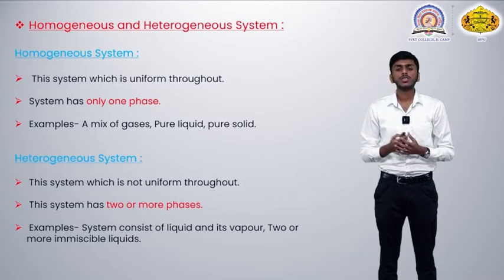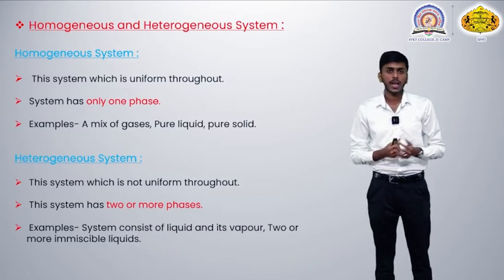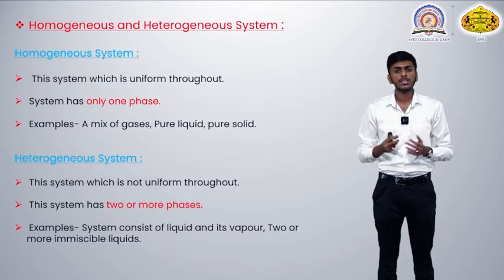Now second is heterogeneous system. A system which is not uniform throughout and has two or more phases is known as a heterogeneous system. An example in this category is a system consisting of a liquid and its vapor, or two or more immiscible liquids.